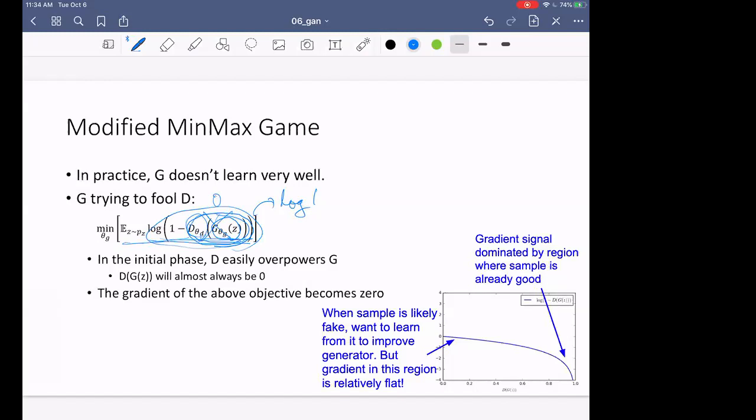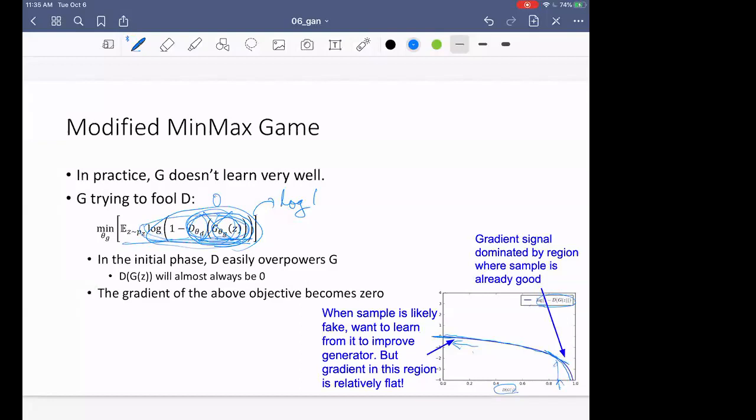Because if you look at the log(1 - D) term here, depending on your D(G(z)), this line here is your log(1 - D(G(z))). If D(G(z)) goes to 0, then the gradient of this term will be quite flat here. If it was around somewhere here, then the gradient will be like this. Then your gradient will have some meaningful value, and you can use that value to update the parameters of G.